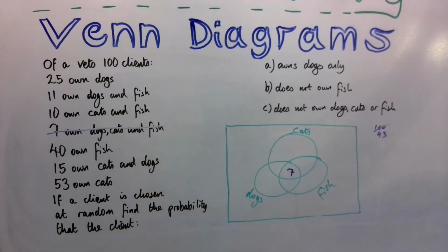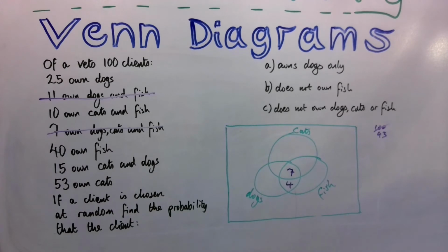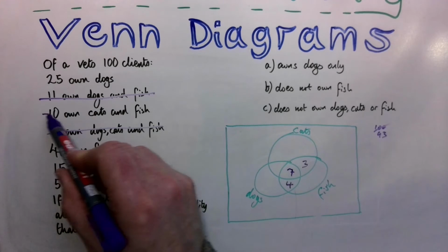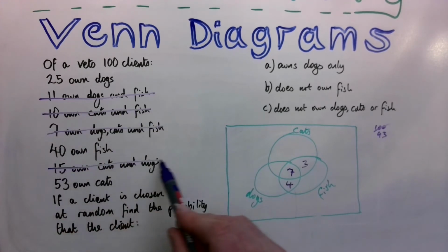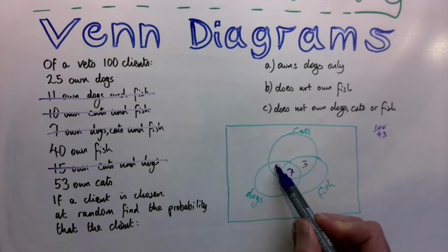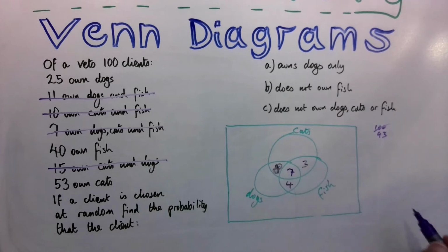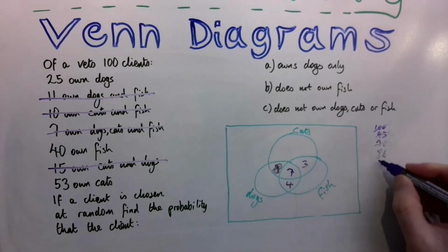Right. 11 own dogs and fish. So 7 plus 4 makes 11 owning both of those. 10 own cats and fish. Well, I've got 7 there, so 7 plus 3 makes 10 with cats and fish. 15 own cats and dogs, so 7 and 8 makes 15. I was going to take these off as I went, wasn't I? Oh well, take off 3 gets me to 94, gets me to 86. 8 gets me to 78.